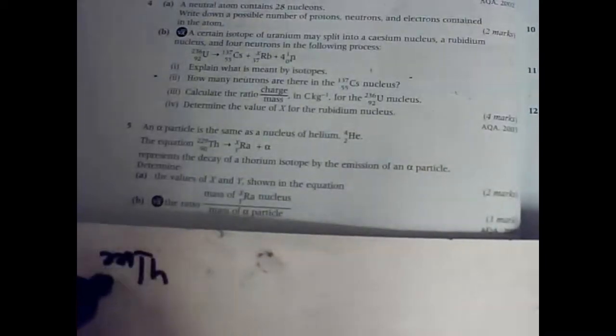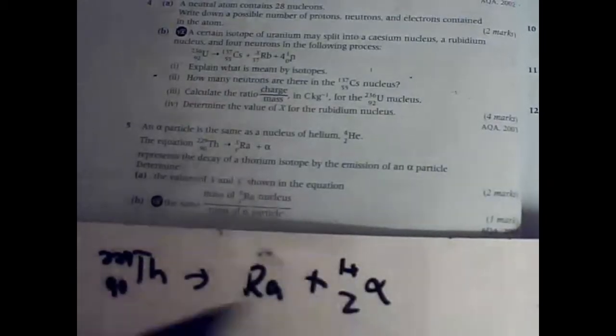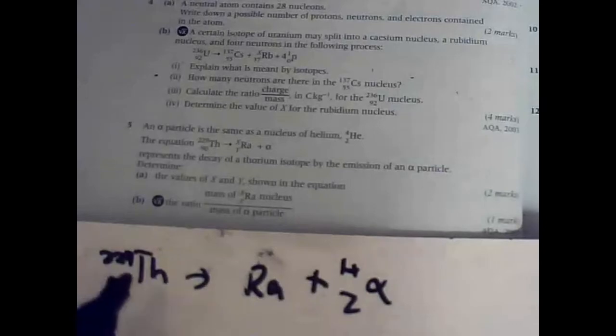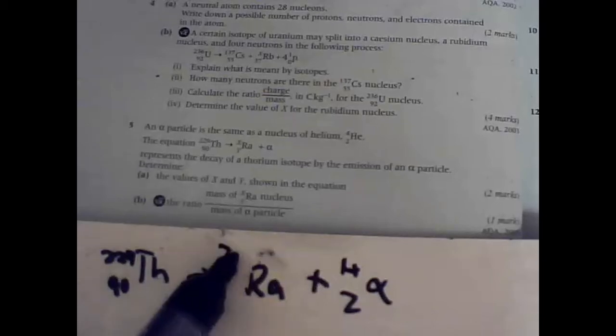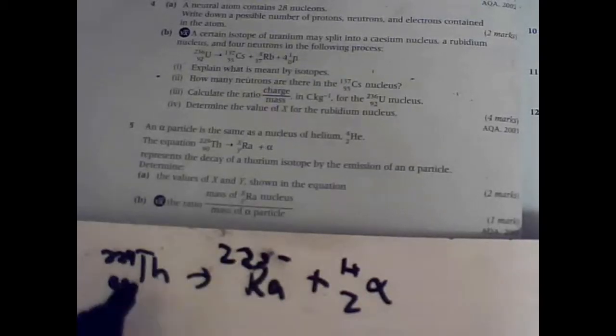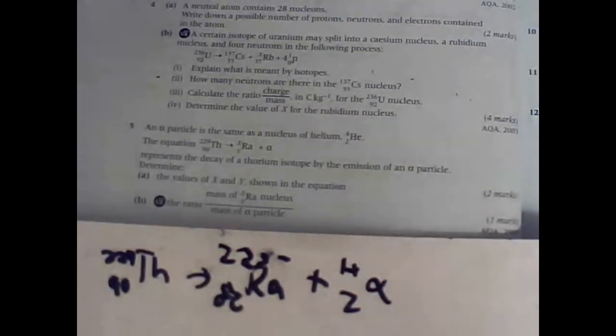So if we look at this decay in a bit more detail, this is standard alpha decay. If we just draw it out, we have thorium 229, 90, going to radon plus alpha, which we know is 4, 2. So it's just going to be 229 subtract 4, which gives us 225, and then 90 subtract 2, which is 88. Okay, so we can calculate all of that from that. That's how we would do that question. Right, let's move on.